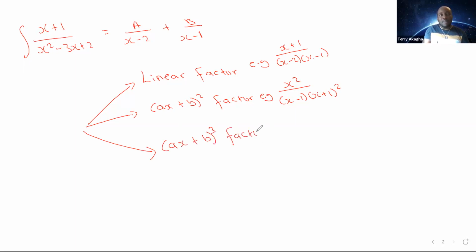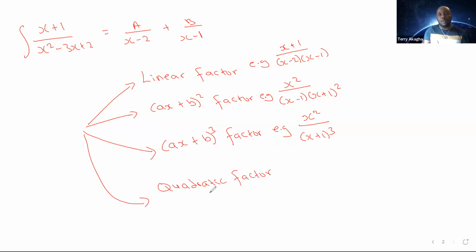Now, let's say we have another one, the (ax plus b) cubed factor. From the name, you can assume these are questions where you have x plus 1 cubed as part of the denominator. And the fourth one is what we call the quadratic factor.